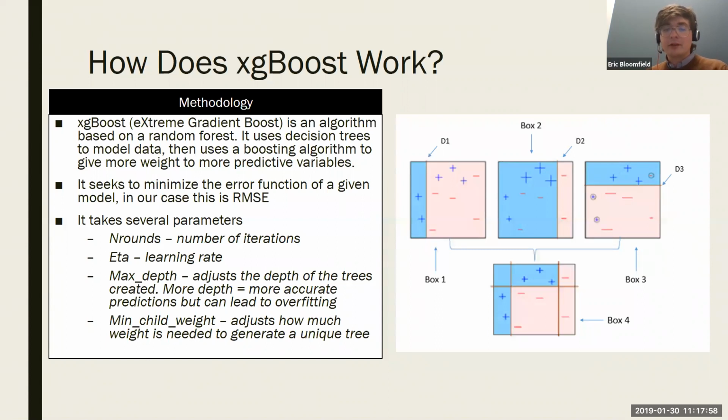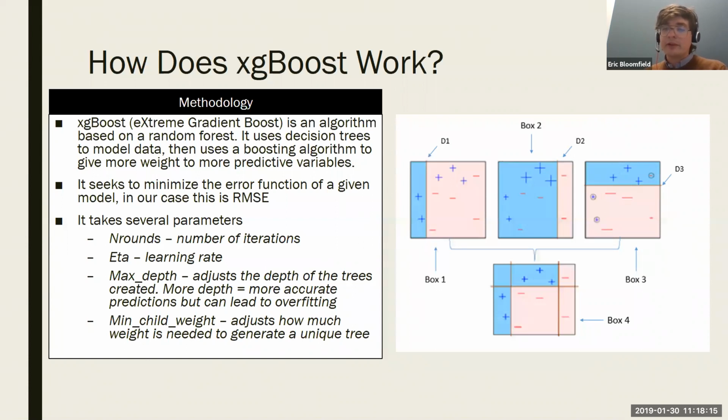Minimum child weight is the final parameter that adjusts how much weight is needed to generate a unique tree node. Basically, it's saying a decision tree can't make a rule that only affects maybe one observation, because that can lead to overfitting and generally makes our model more complex than it needs to be.